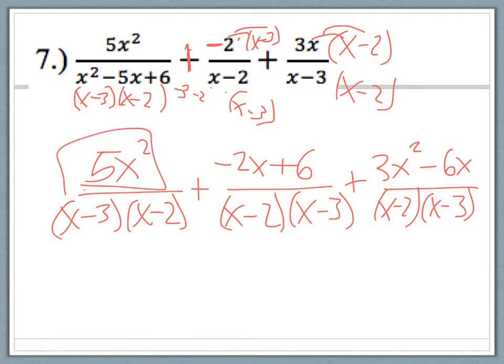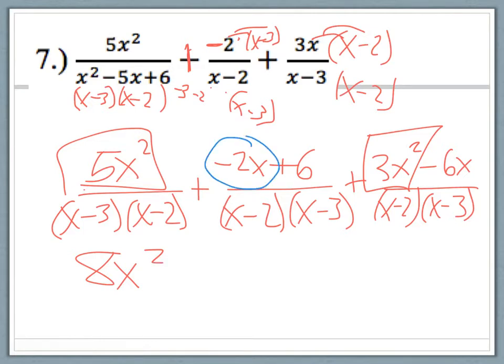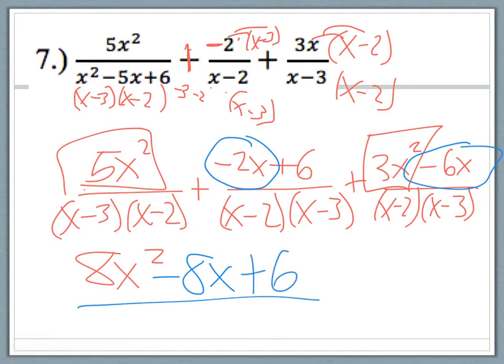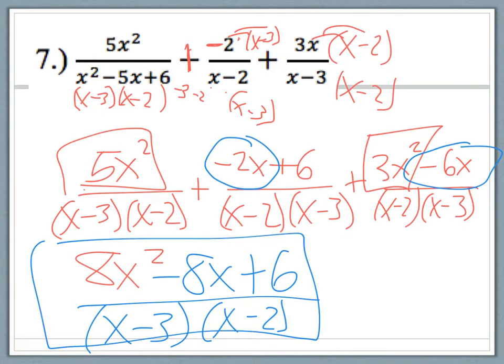We'll have a 5x squared and a 3x squared, so that's going to be 8x squared. Okay. We have a negative 2x and a negative 6x, so that's going to be negative 8x. And last but not least, we have a plus 6. All of this is going to be over x minus 3, x minus 2. And we can't really factor that top anymore, so this is our final answer.